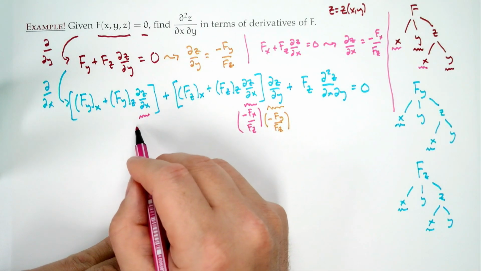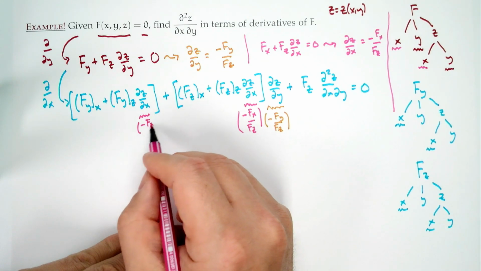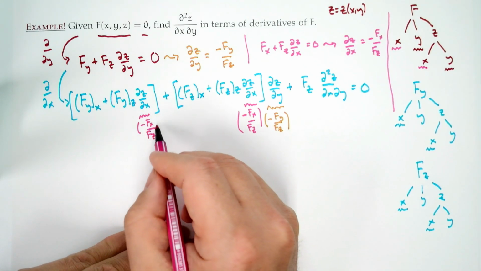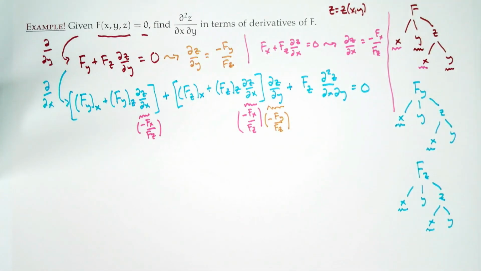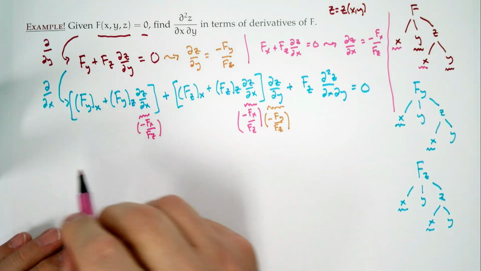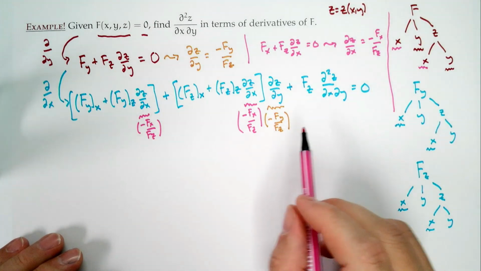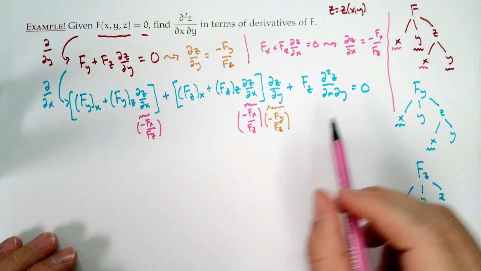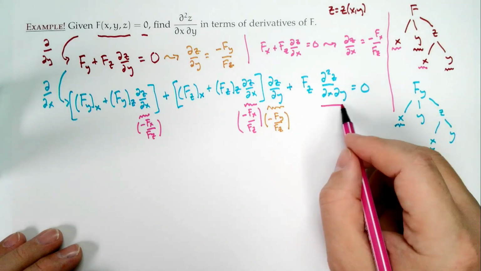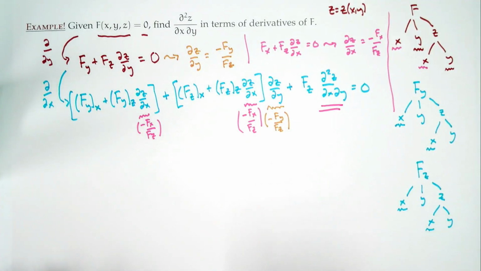And that term, that's negative f sub x over f sub z. Well, what's the news? This is great news, because now everything is partial derivatives of f except one thing. And that's the one thing we will want. That's great. Good. Well, we still have to clean this up. Okay, so how do we clean this up?